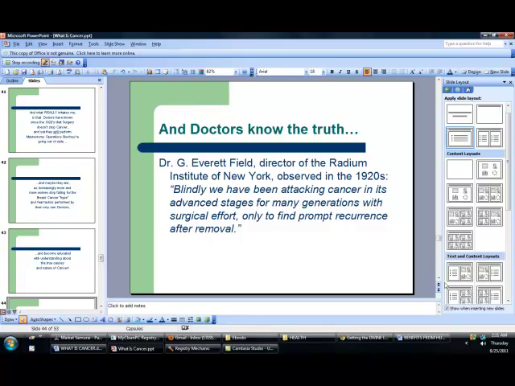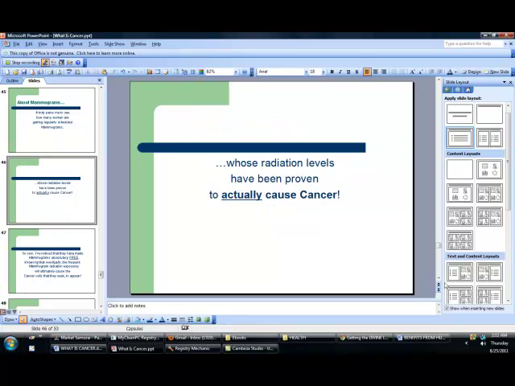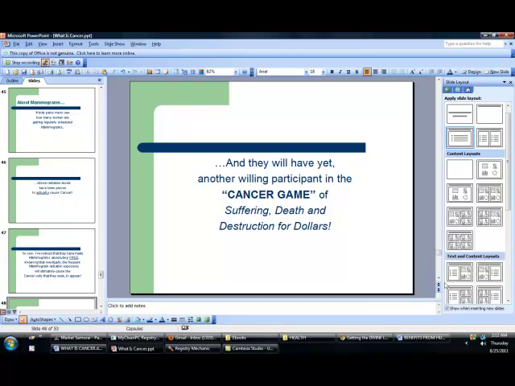Dr. G. Everett Field, director of the Radium Institute of New York, observed in the 1920s, and I quote, "Blindly, we have been attacking cancer in its advanced stages for many generations with surgical effort, only to find prompt recurrence after removal." It truly pains me to see how many women are getting regularly scheduled mammograms, whose radiation levels have been proven to actually cause cancer. So now I've noticed that they have made mammograms absolutely free, knowing that eventually the frequent mammogram radiation exposures will ultimately cause the cancer cells that they seek to actually appear. And they will have yet another willing participant in the cancer game of suffering, death, and destruction for dollars.